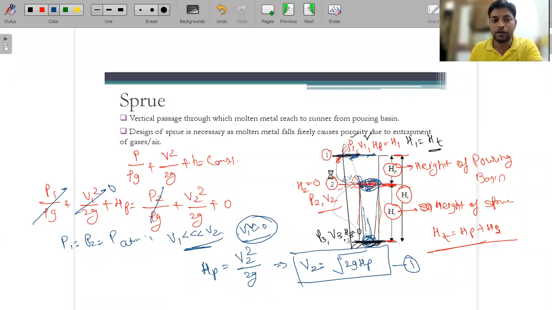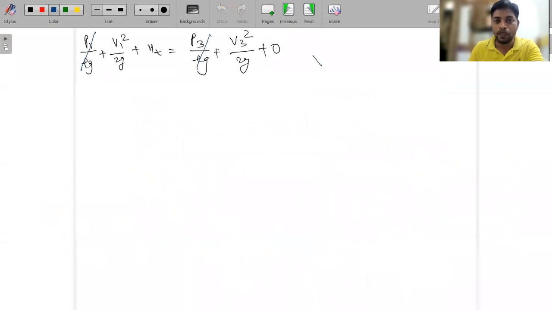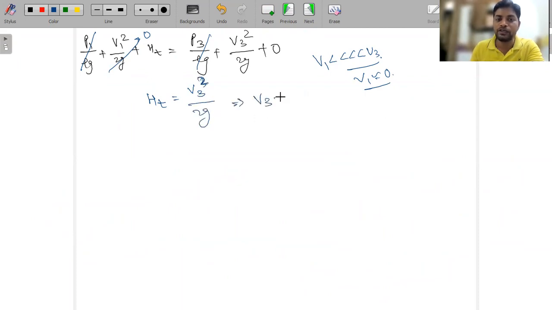Here also you can consider the same thing, that V1 will be very much lesser than V3, and V1 is almost equal to 0. If you consider this one as 0, then this will be eliminated. On the left-hand side only HT is remaining, and on the right-hand side it will be V3 square by 2g. Okay, and from here you will get the value of V3, that will be equal to root of 2g into HT. Now this is equation number 2.